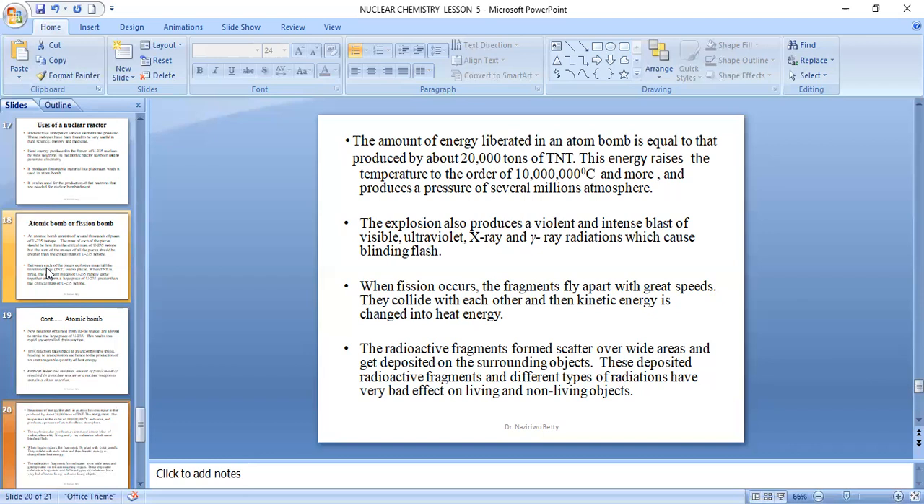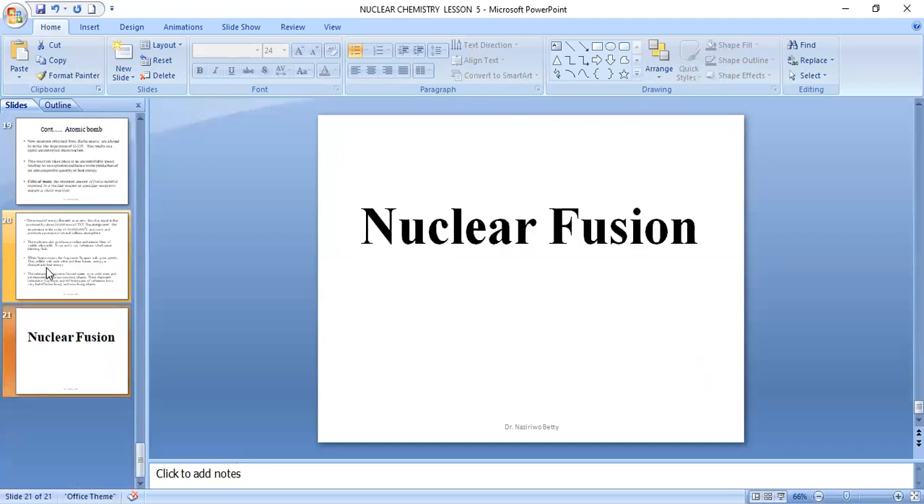When fission occurs, the fragments fly apart with great speed. They collide with each other, and their kinetic energy is changed into heat energy. The radioactive fragments formed scatter over a wide area and get deposited onto the surrounding objects. These deposited radioactive fragments and different types of radiations have very bad effects on living and non-living objects. So next time we are going to look at nuclear fusion.